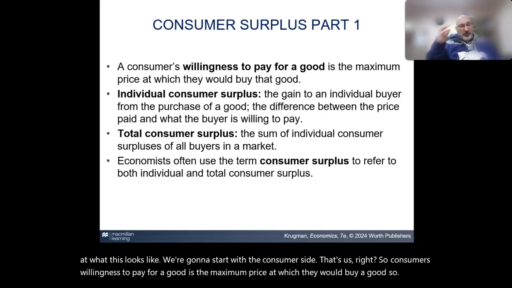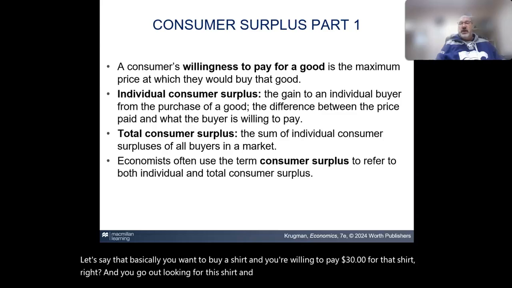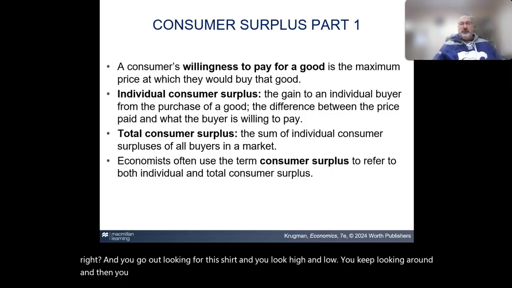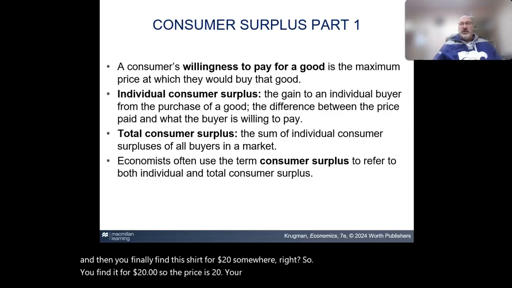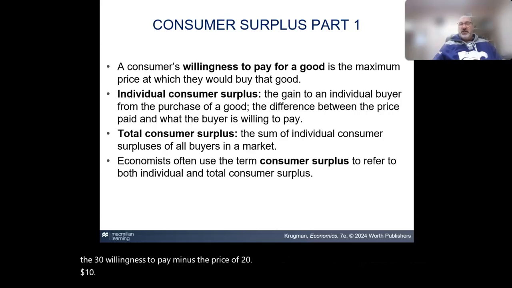Let's say that you want to buy a shirt and you're willing to pay $30 for that shirt, right? And you go out looking for this shirt, you look high and low, you keep looking around, and then you finally find this shirt for $20 somewhere. So the price is 20, your willingness to pay is 30. Your consumer surplus is the 30 willingness to pay minus the price of 20, $10. So that is how we find consumer surplus: your willingness to pay minus the price.